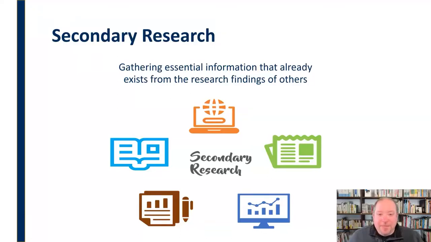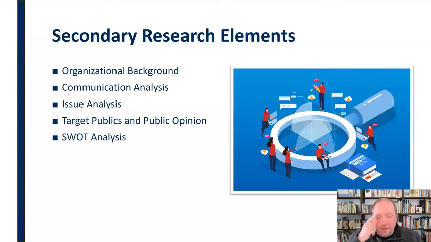We're going to talk about a couple of different secondary research elements, the places and things we need to get information on, including organizational background, communication analysis, issue analysis, target publics and public opinion, and SWOT analysis. So let's take a look at each of these individually, as part of the important secondary research that happens at the very start. This is the very first step of any public relations effort.